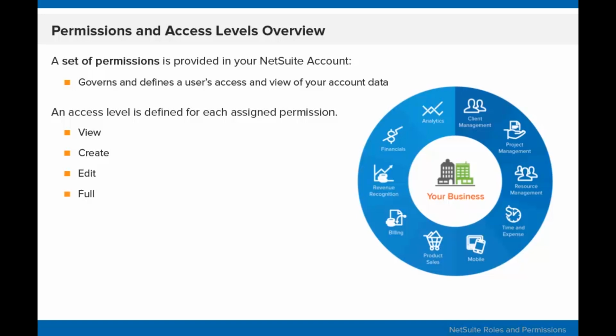The full level is access that should be tightly controlled. Full level allows a user to create, view, edit, and delete records. Please note that even if a user has full level access, they cannot delete a record that has any history or child records. Each assigned permission is going to be assigned one of these access levels.